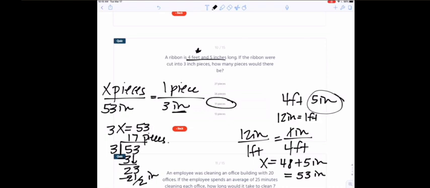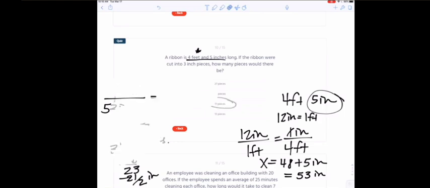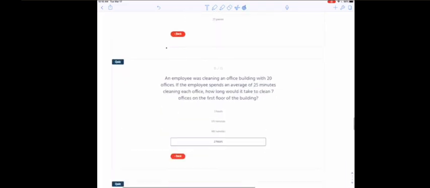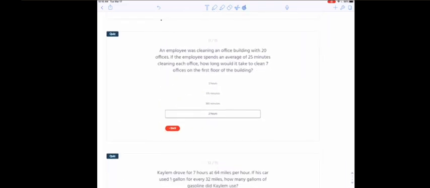Okay, I hope you got that. Let's move on to number 11. Number 11 says, an employee was cleaning an office building with 20 offices. If the employee spends an average of 25 minutes cleaning each office, how long would it take to clean 7 offices on the first floor of the building?